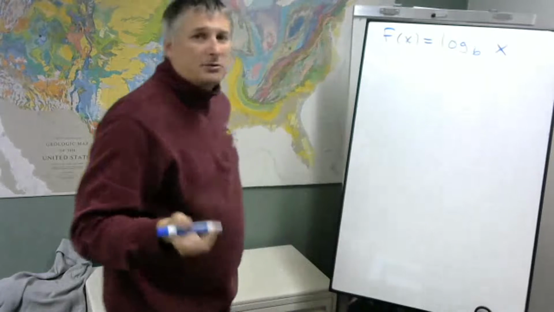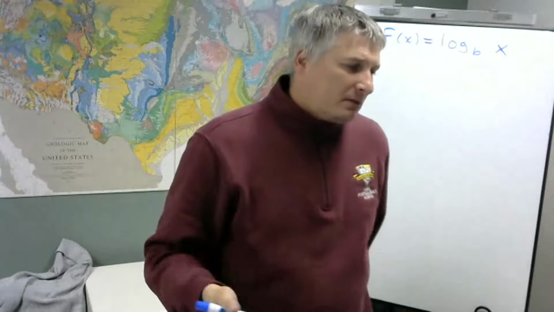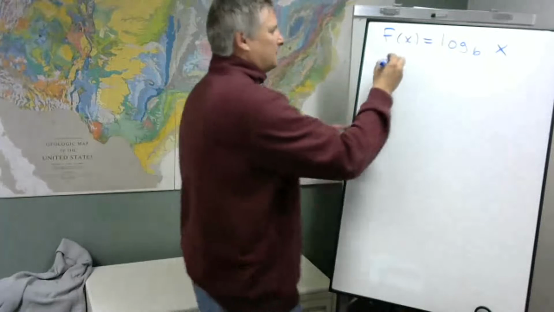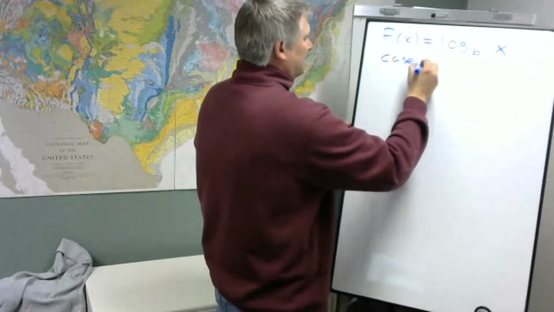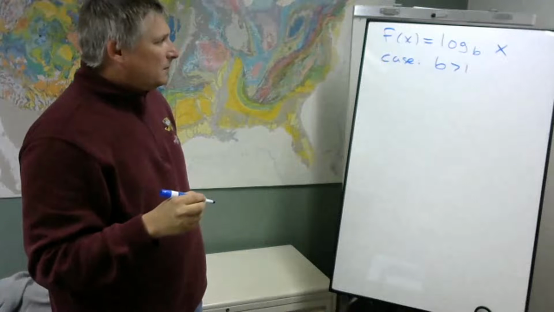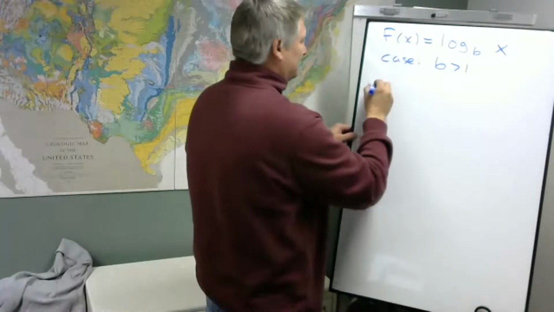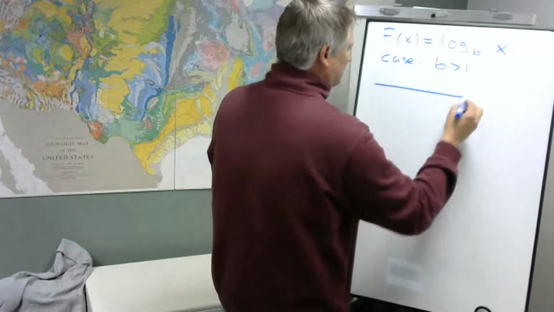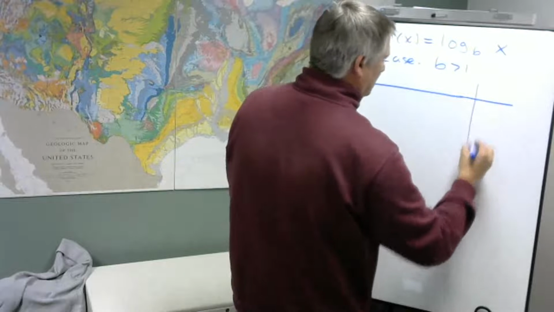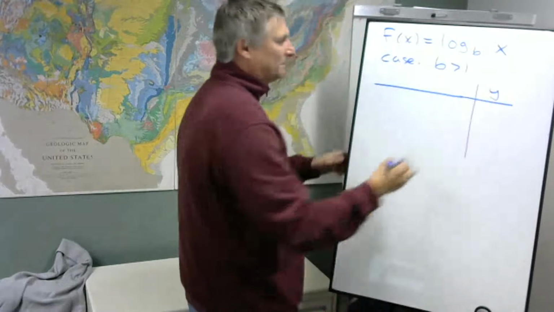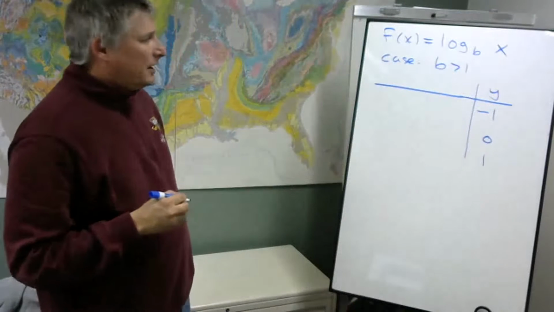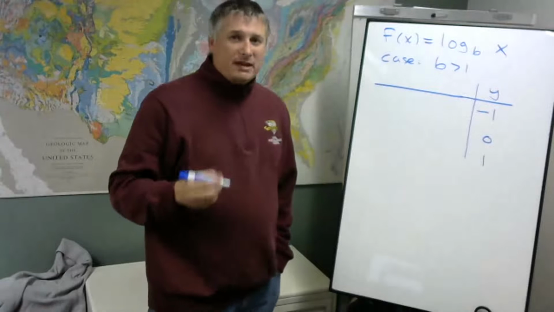Now, we're going to still have the two cases. What happens with b? B's not going to be equal to 1, and it's got to be greater than 0. So we're going to consider the first case, b greater than 1. So what we're going to have is this. We're going to start with our output as -1, 0, and 1, and we're going to ask the question, what would the input be?